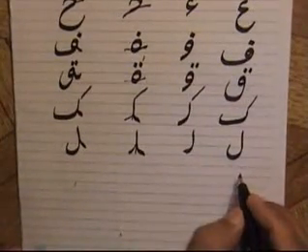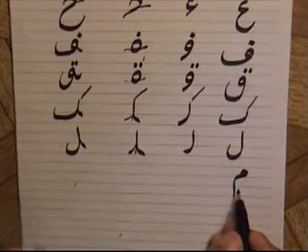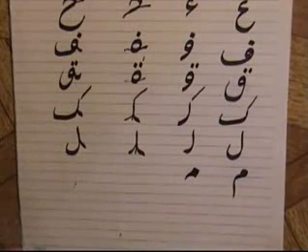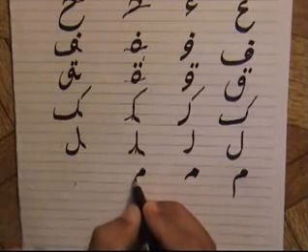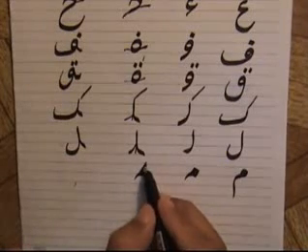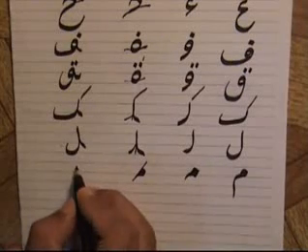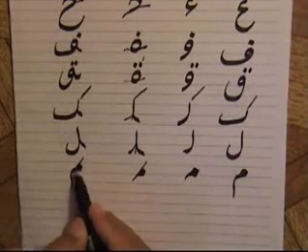For meme, this is the independent shape of meme. So the initial position of meme is like this. The middle position of meme is, we write the meme, we have one connector here in the end and one connector in the beginning. So it is just like this. And then the final position of meme is, we have a connector here in the beginning.